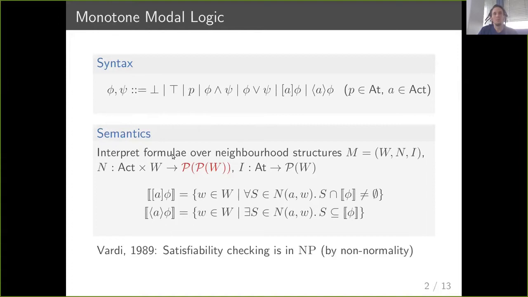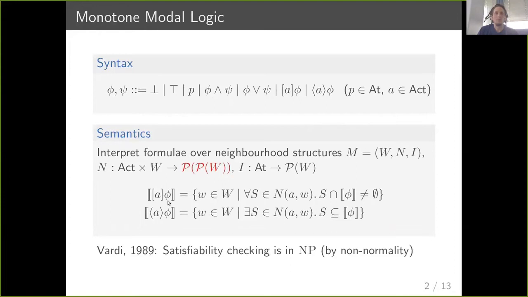Formulae are now interpreted over neighborhood structures, which consist of a set of states, then a neighborhood function, and an interpretation. The interpretation just evaluates atoms to sets of states as for standard modal logic, but the neighborhood function takes a pair of action and state and returns not a set of successor states, but a set of successor neighborhoods, where a neighborhood itself is a set of states. So it returns a set of sets of states.